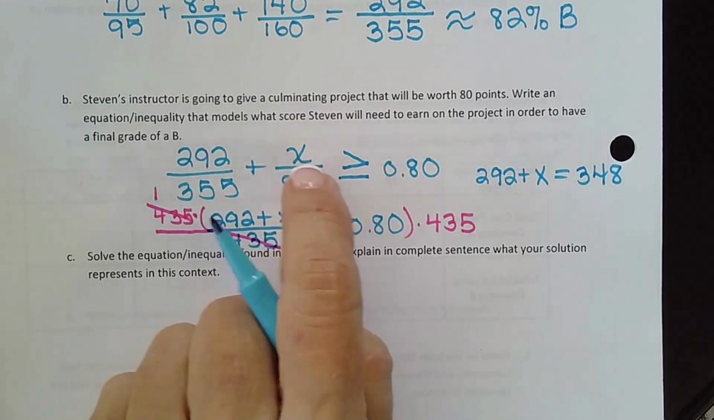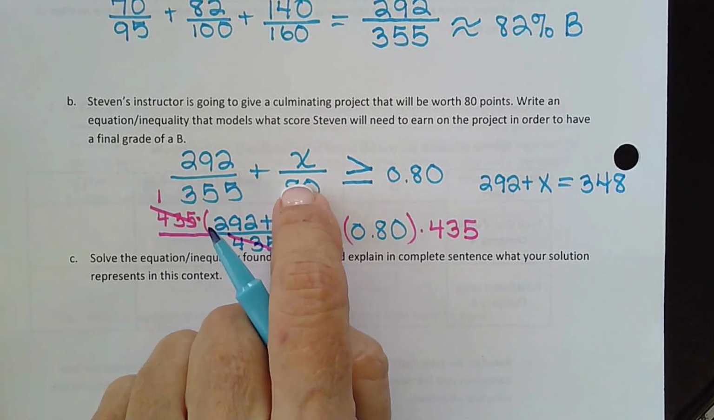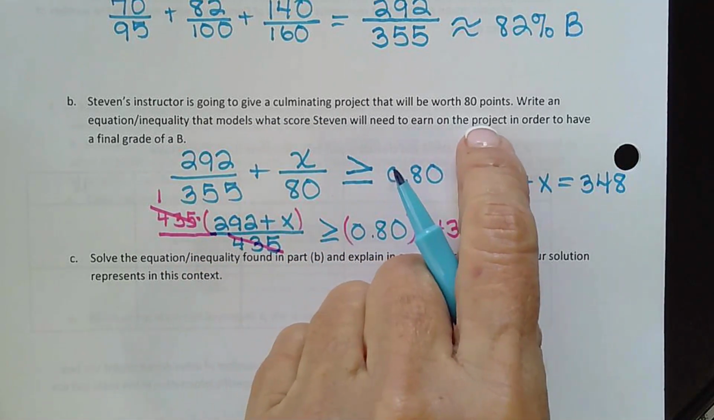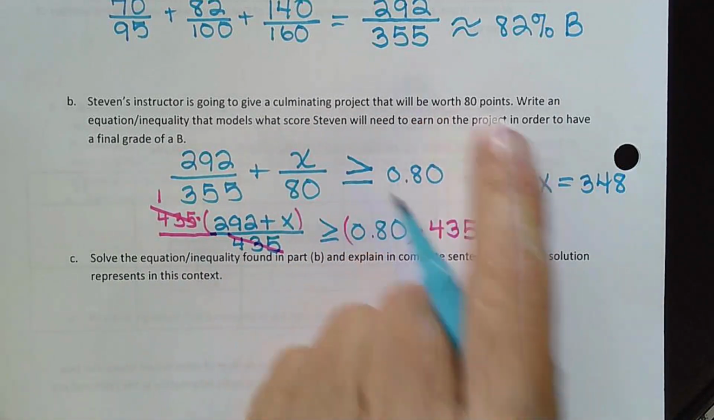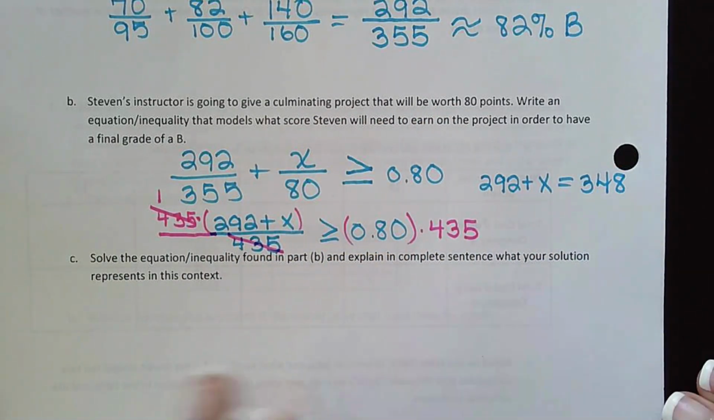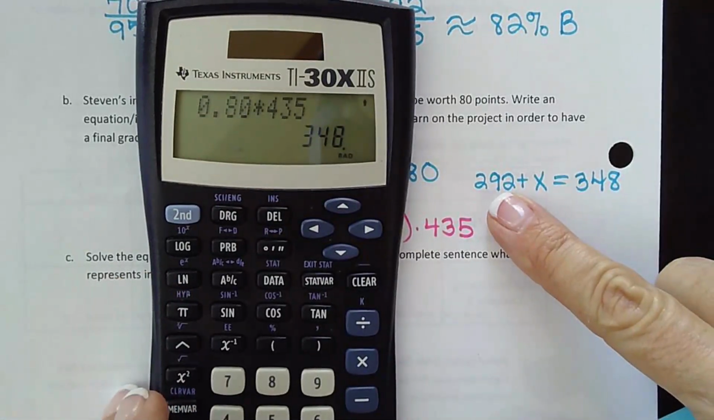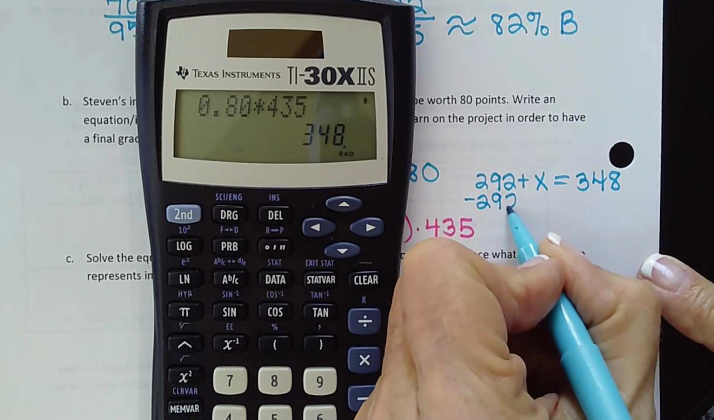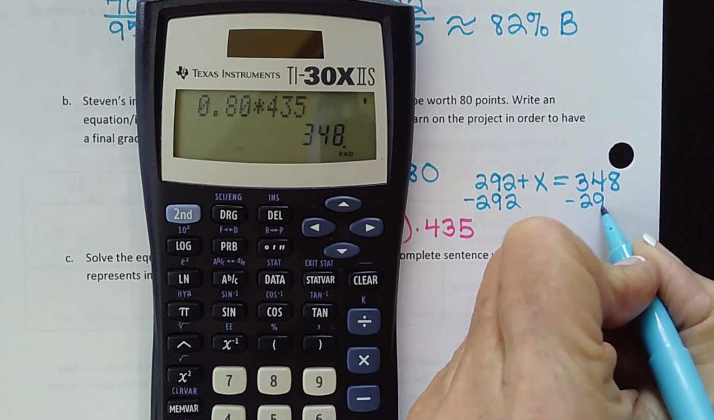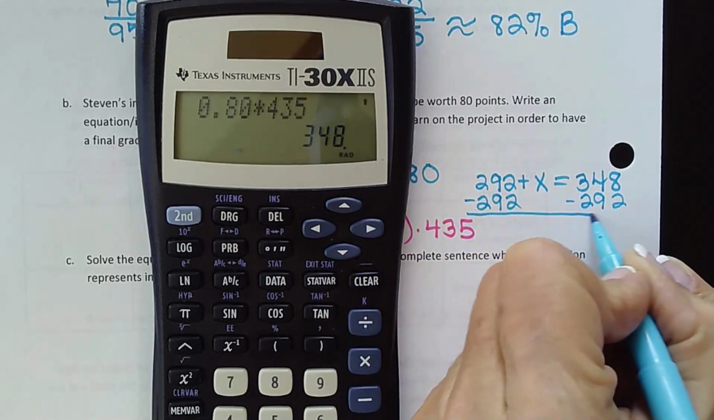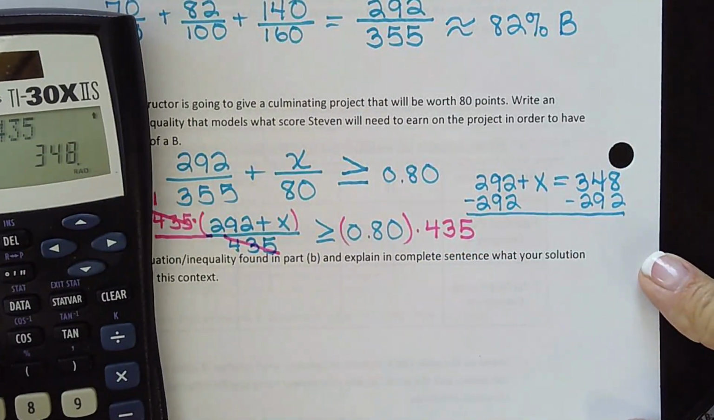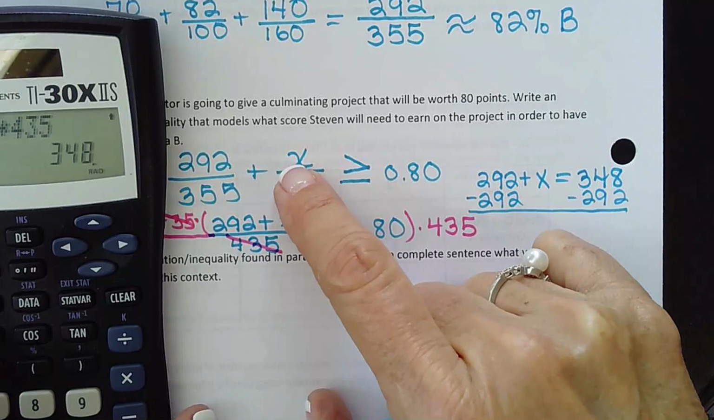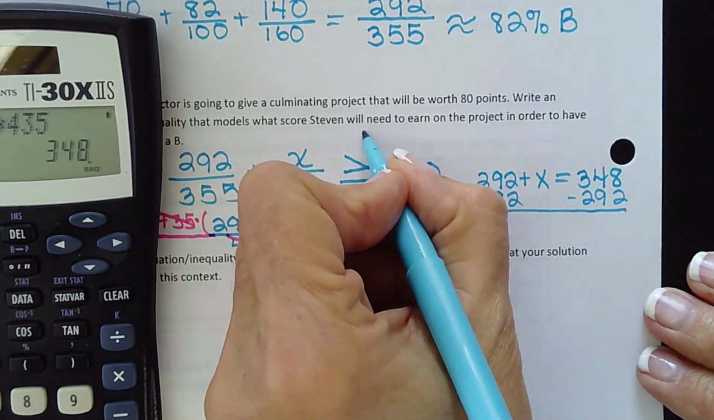So this is going to tell us how many points, write an equation that models a score Stephen will get out of 80 in order to keep his B. So subtract 292 from both sides. And remember, this is not a percent. This is points. How many points out of 80, not what percent out of 80. And we should have written that here.